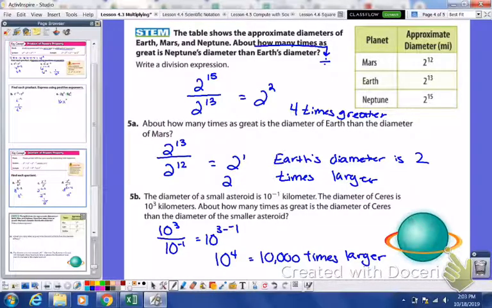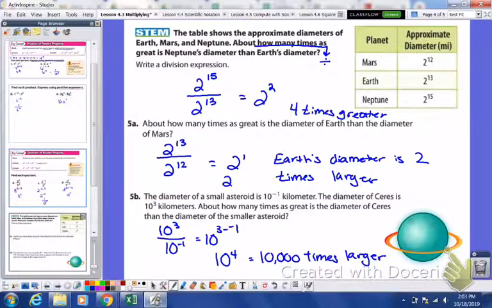Now be careful when we have word problems like this that you're dividing the correct way. We wanted to know how many times as great is the diameter of Ceres than the diameter of the smaller asteroid. So Ceres came first. If that had been rewritten as how many times as large is the smaller asteroid than Ceres, then we would have to flip this and we would end up with a much smaller number. So just be careful of order when we are working with word problems.